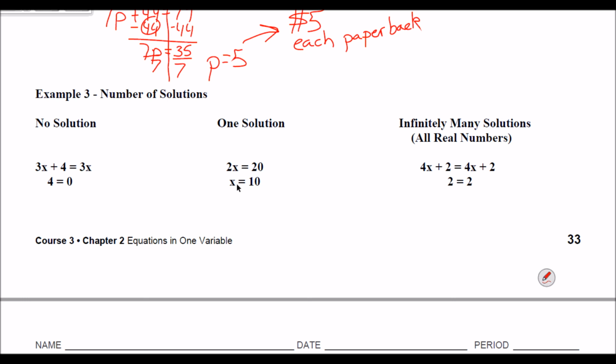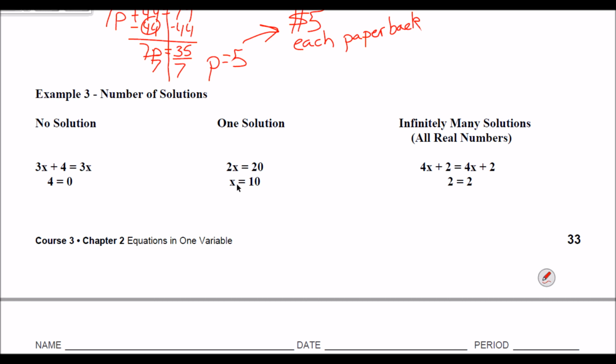And then on the flip side of that, sometimes no matter what number I plug into the equation, the left side and the right side of the equation will always be equal to each other because they're identical to each other, also called the identity property. And so we talk about that by having infinitely many solutions, or a lot of times we call that all real numbers and abbreviate that with ARN. Okay? So let's take a look over here.